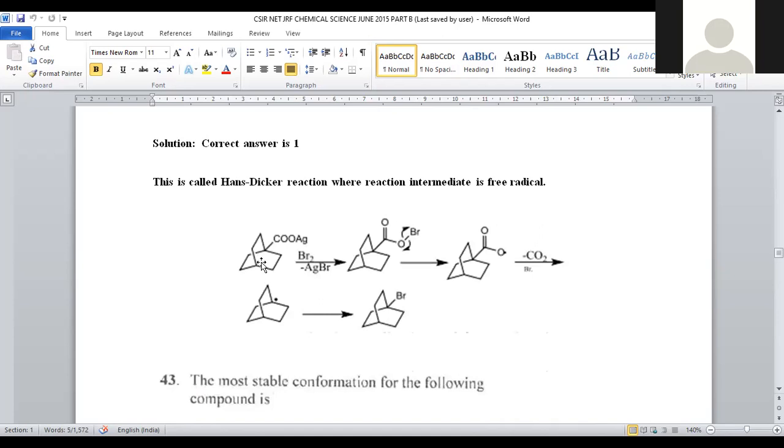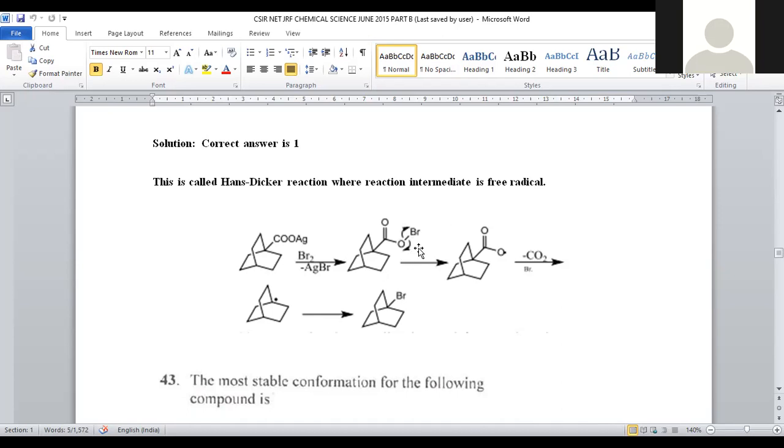This is a kind of bicyclic system having a COOAg functional group at the bridgehead carbon atom. Upon treating with bromine, what will the bromine do? It will abstract this Ag. Silver will be taken out with homolytic cleavage. The silver odd electron containing free radical will bind with bromine, so that AgBr will be discarded. And here is the formation of COO dot and Br dot. They will combine and the formation of COOBr is possible, right?